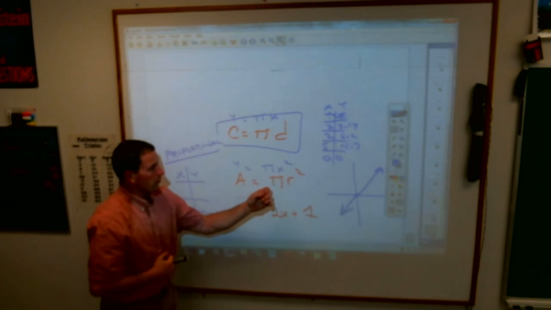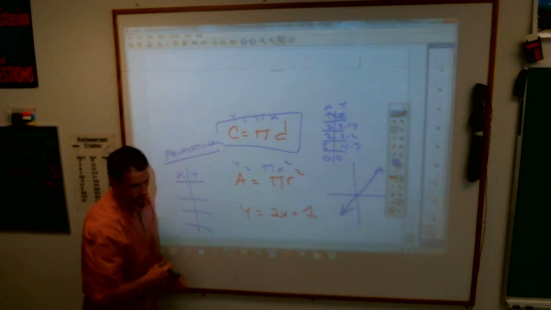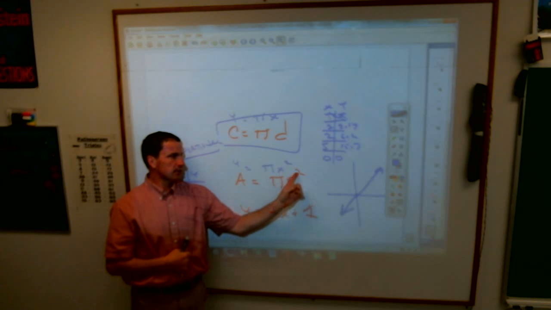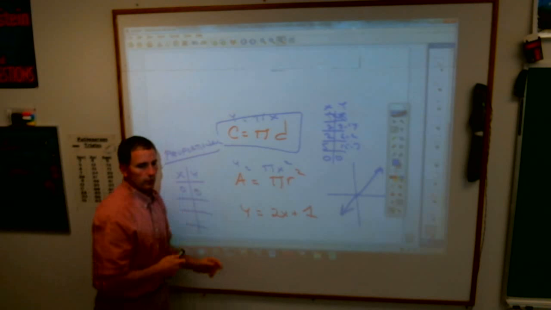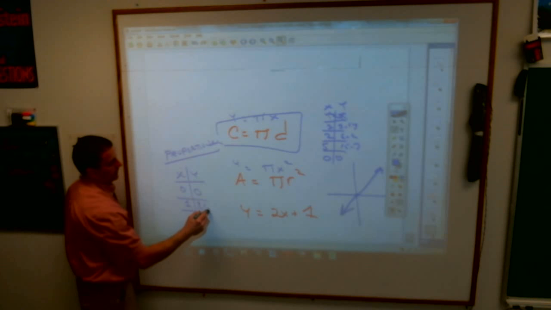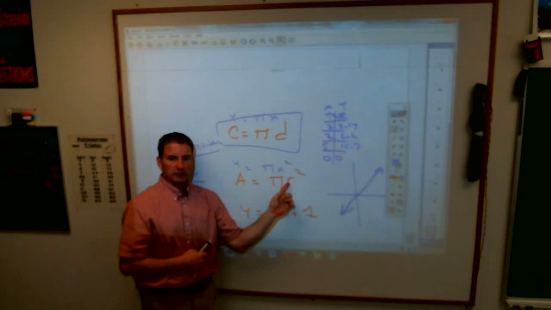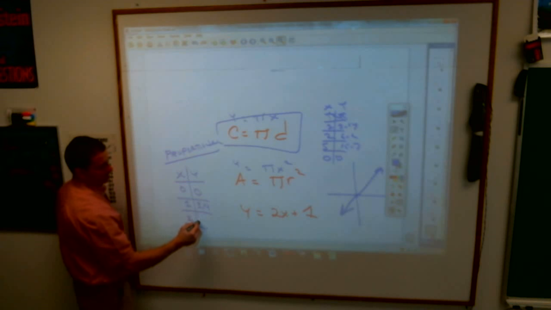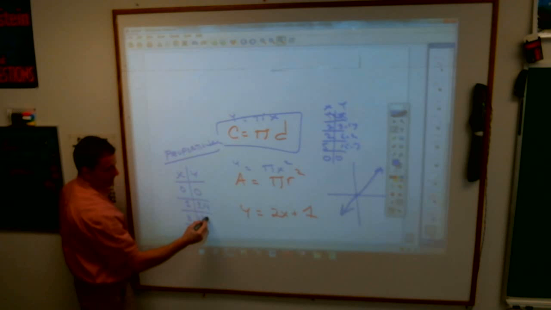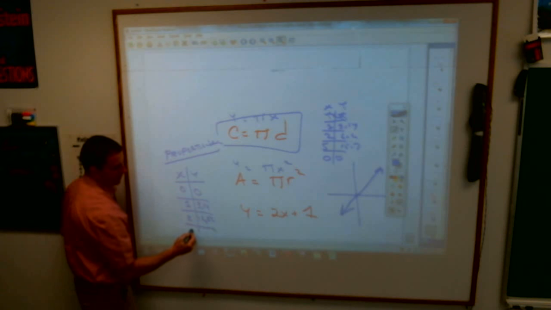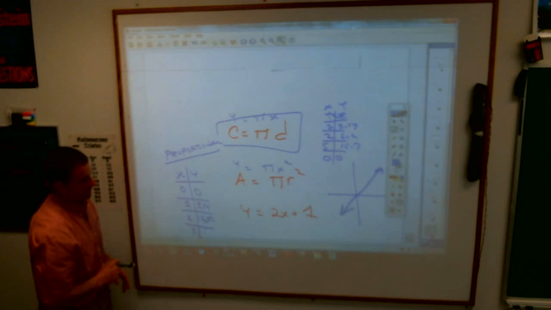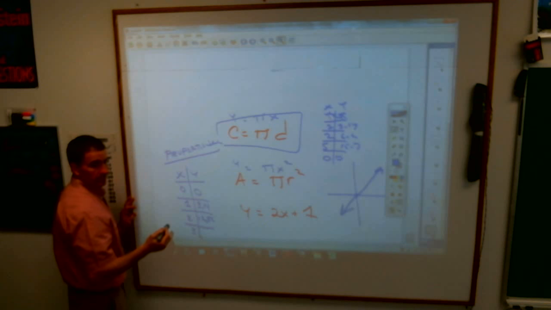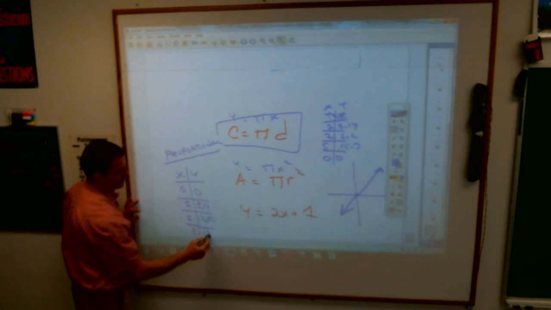If I put 0 in for x, do I get 0? Beautiful, just beautiful. If I put 1 in for x, what's 1 squared times 3.14? 3.14. If I put 2 in for x, what's 2 times 2? What's 4 times 3.14? I think it's 12.56. Let's do one more. If I put 3 in for x, 3 times 3 is 9 times 3.14? About 28. Let's just go with 28.